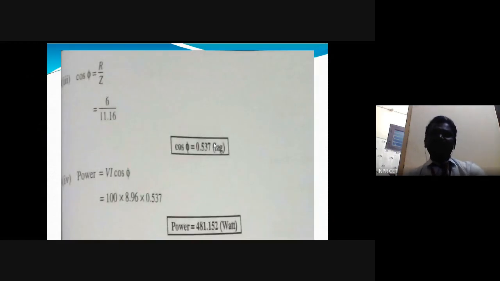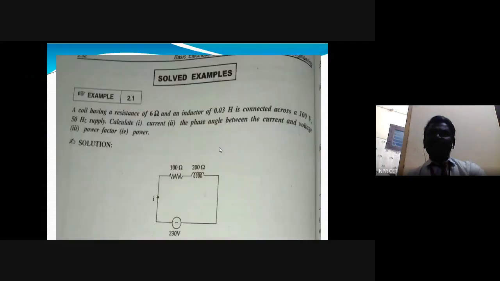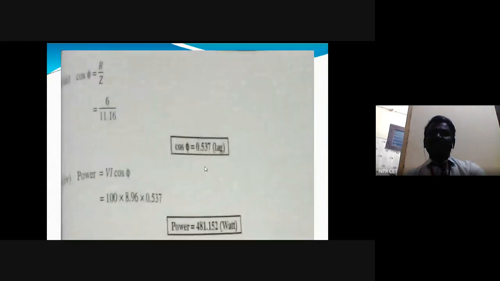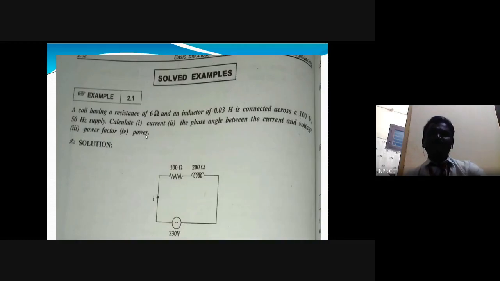Why lagging? You can write lagging here because inductance is connected in the circuit. Using inductance, you get a lagging power factor. Now I will calculate power. Power is V I cos phi, with voltage 100 given, current calculated, and power factor cos phi calculated. By substituting these values in the formula, calculate the power value. So this is the example of a simple AC circuit containing resistance and inductance. Thank you.